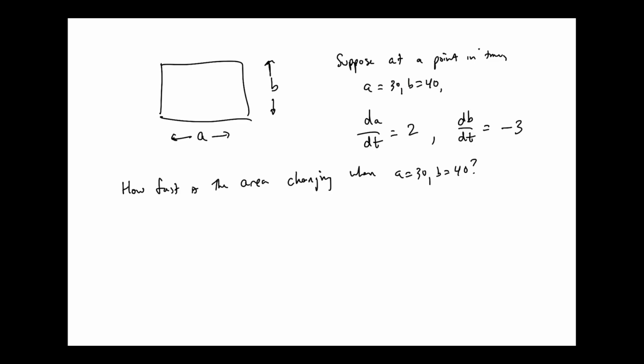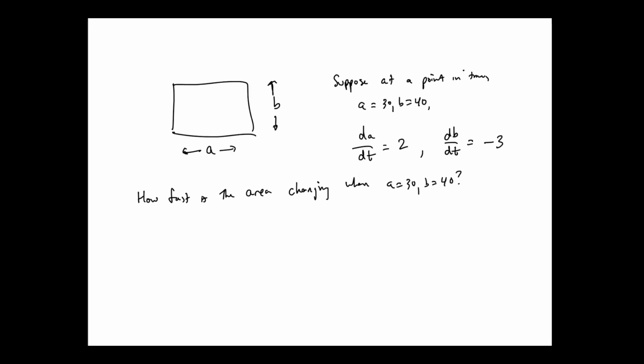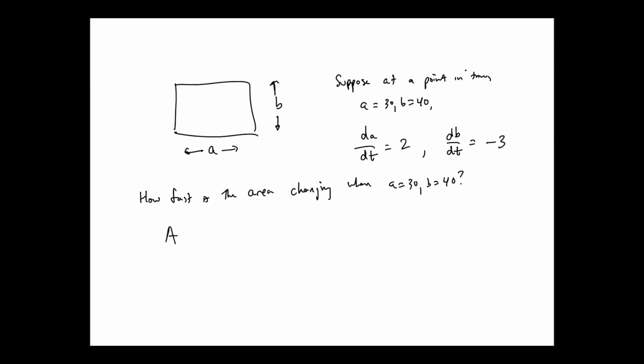Okay, so just some numbers. Now, notice I'm not asking what's the area when A is 30 and B is 40, right? That's easy. We don't need calculus for that. What I want to know is how fast is the area changing, okay? So first off, what is the area of this contraption? Yeah, okay, it's a rectangle, so that's easy. So A is A times B. Okay? And if I plugged 30 and 40 in for A and B, then I would get the area 1,200.